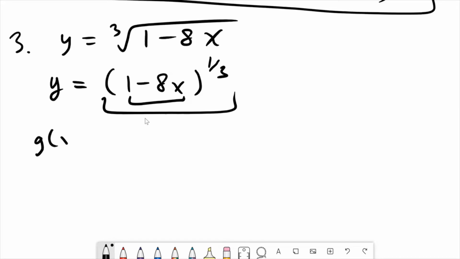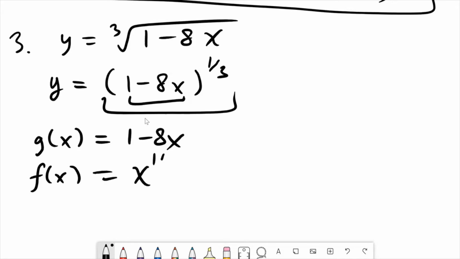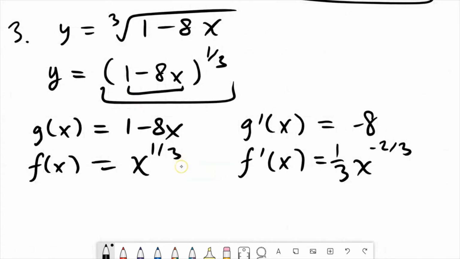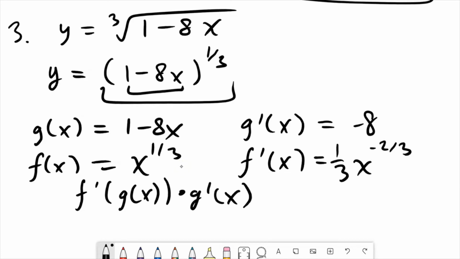So again, g of x is equal to 1 minus 8x, and f of x is equal to something raised to the 1/3 power. So that means g prime of x using the power rule is minus 8, and f prime of x is equal to, let's see, we hop down the power, 1/3, we subtract 1, which is minus 2/3. And then like always, we fill it into the formula. f prime of g of x times g prime of x.